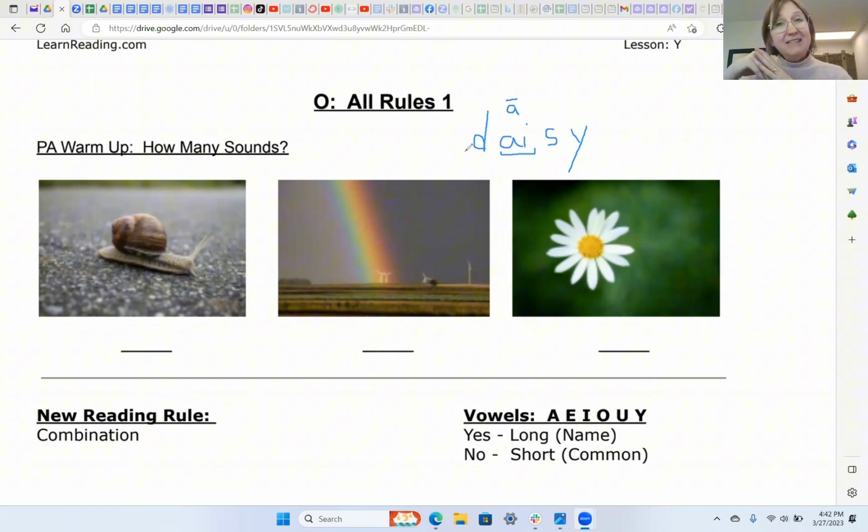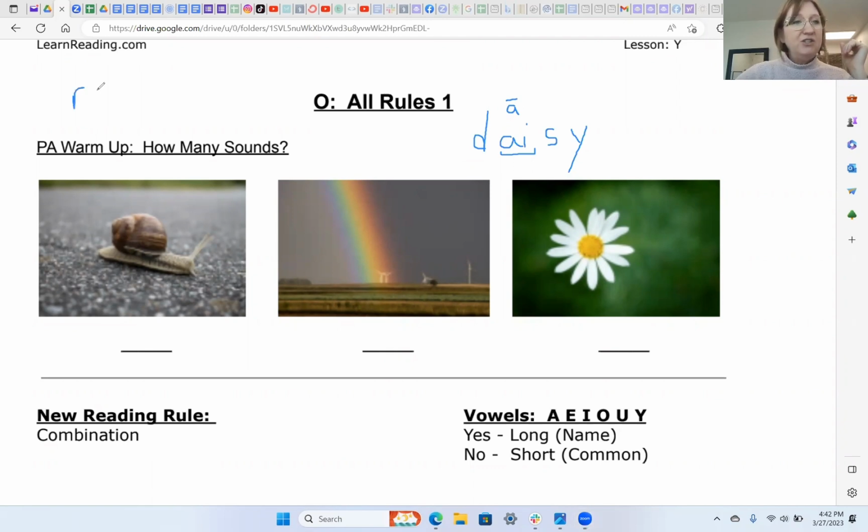Y is making the E sound because Y at the end of longer words usually makes the E sound. Happy, candy, funny, pretty, daisy. When Y comes at the end of multi-syllable words, it usually says E. That's a super handy reading hack.